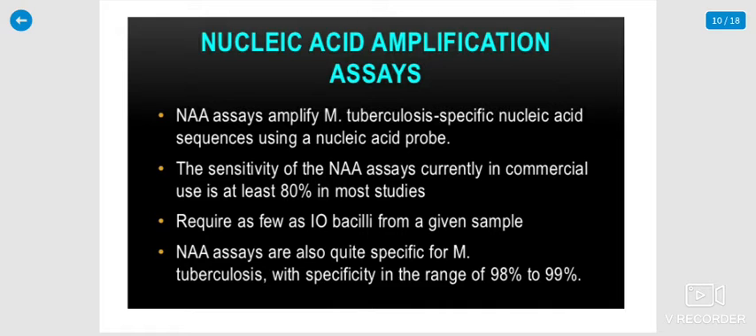The nucleic acid amplification. In this assay, we amplify Mycobacterium tuberculosis specific nucleic acid sequences using a nucleic acid probe. The sensitivity of the nucleic acid amplification assays currently in commercial use is at least 80% in most studies. It requires as few as bacilli of this bacteria in the sample. Nucleic acid amplification assays are also quite specific for Mycobacterium tuberculosis, with the specificity in the range of 98 to 99%.